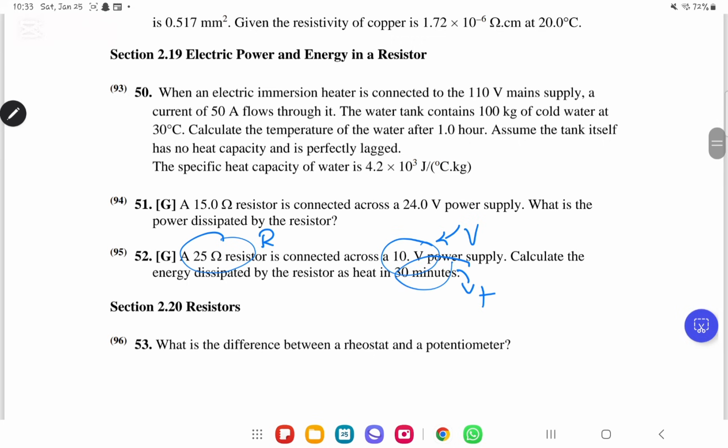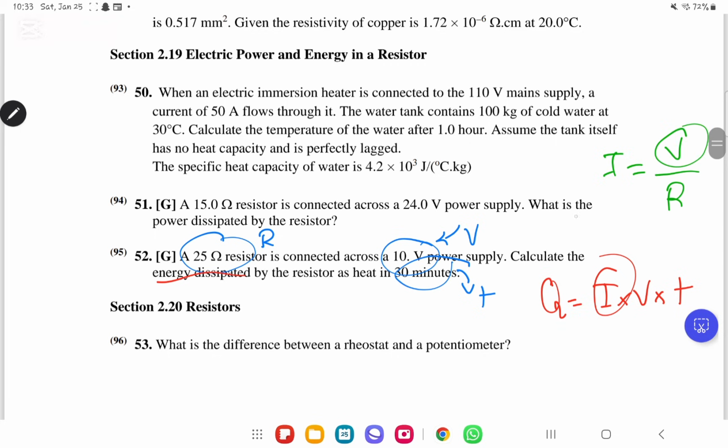First thing, we need to know the equation. Energy dissipated means Q. Q is equal to I times V times the time, my apologies, not the temperature, the time. So how can we find I? We know that I is equal to voltage divided by the resistance. So the voltage is 10 divided by the resistance, which is 25. If you do it on the calculator, you are going to get an answer of 0.4.